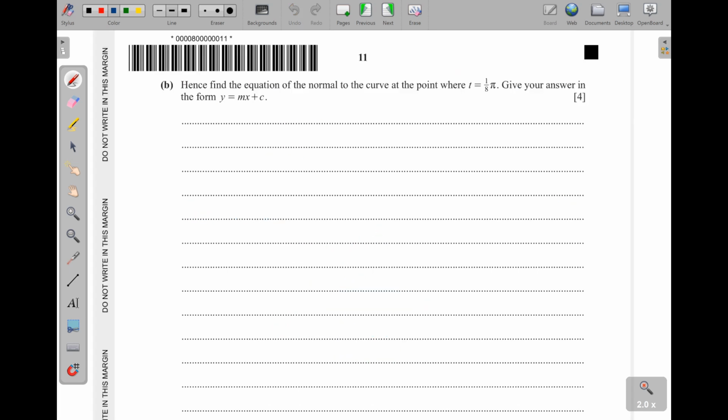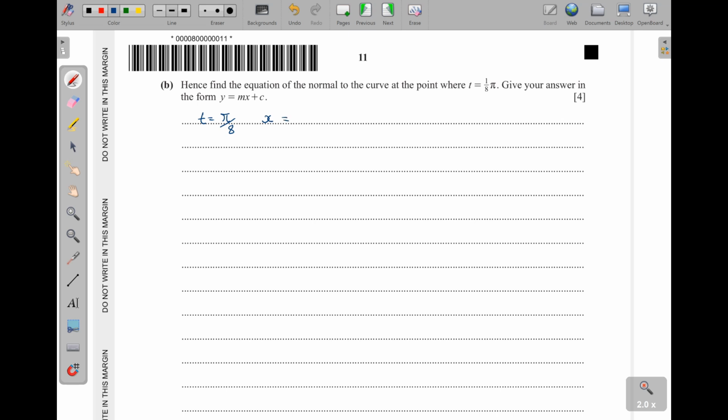Part B, hence find the equation of the normal to the curve at the point where t is equal to pi over 8. Give your answer in the form y is equal to mx plus c. Now when t is equal to pi over 8, remember, when we are to find the equation of a straight line, we need to get the gradient and then at least a point through which the line passes. So we are going to have t is equal to pi over 8 substituted in x and also y to get the coordinates through which the line passes.